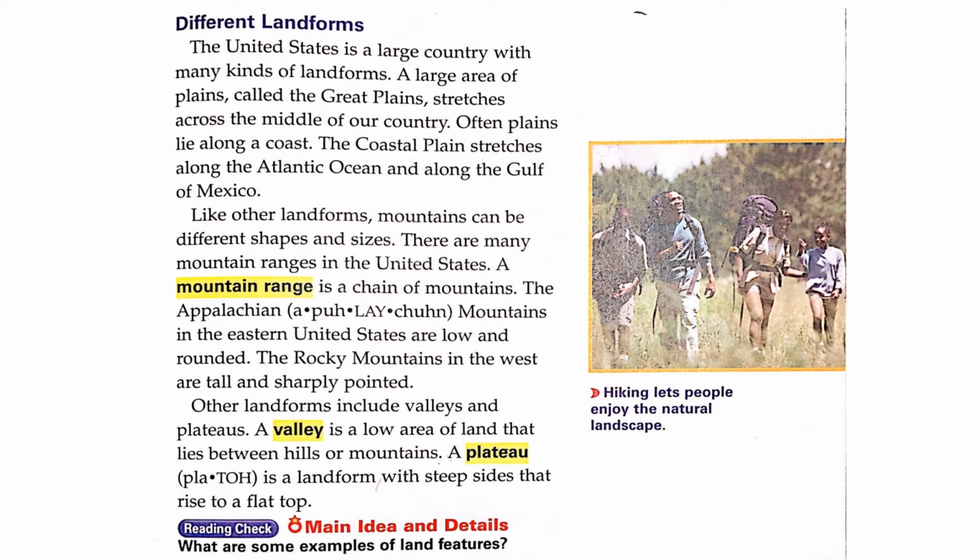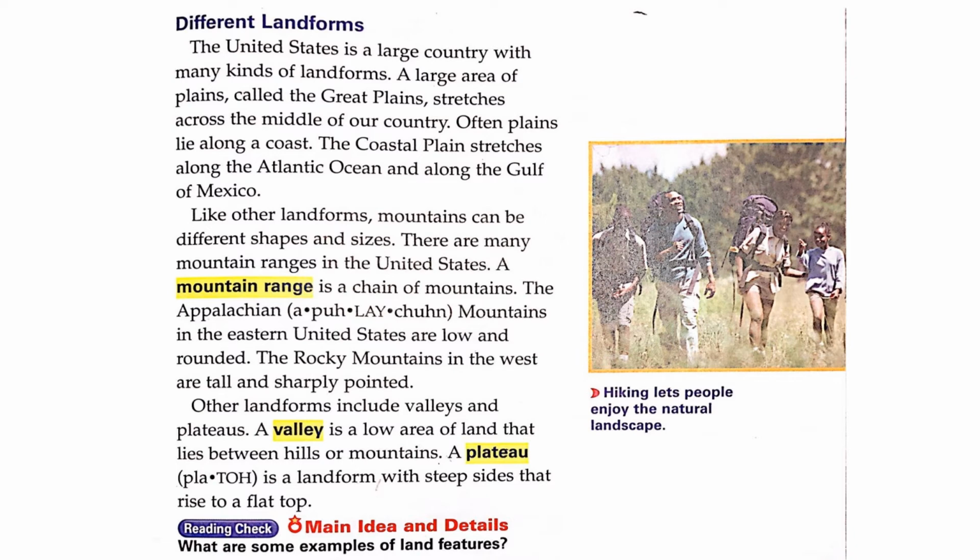Let's look at the definition of a mountain range. A mountain range is a chain of mountains. The Appalachian Mountains in the eastern United States are low and rounded. The Rocky Mountains in the west are tall and sharply pointed. Other landforms include valleys and plateaus. A valley is a low area of land that lies between hills or mountains. A plateau is a landform with steep sides that rise to a flat top.